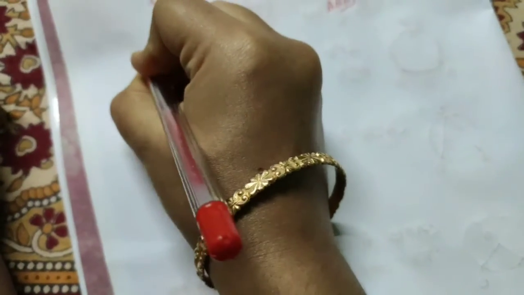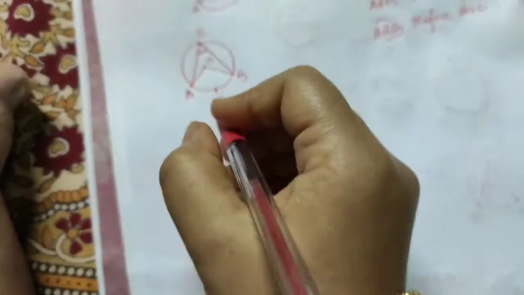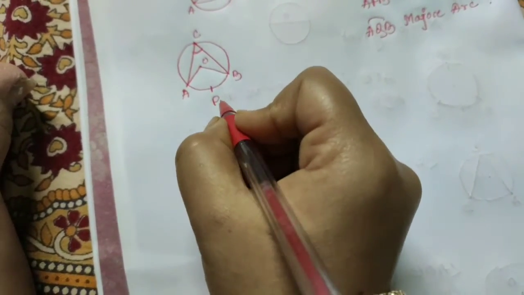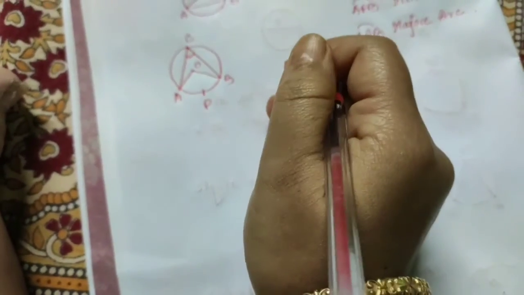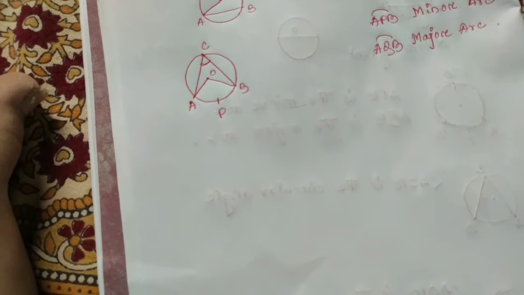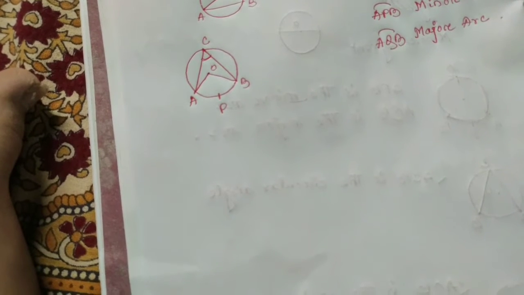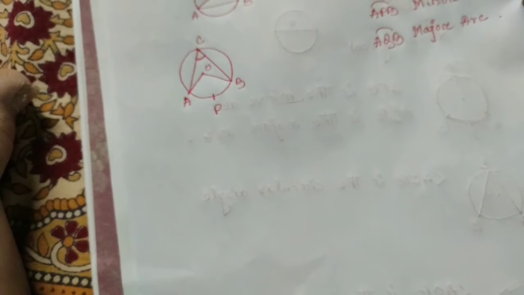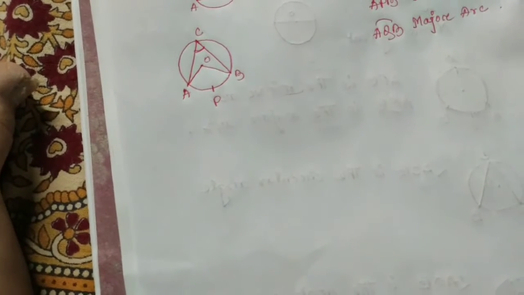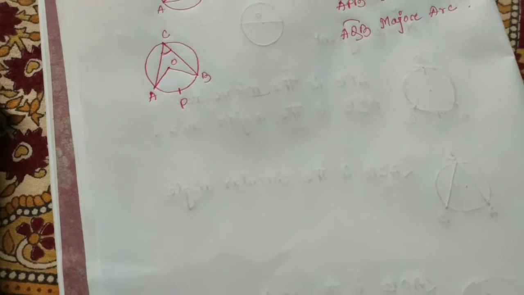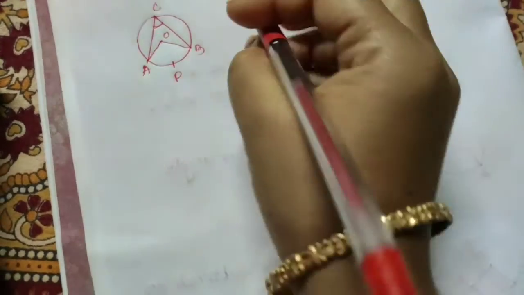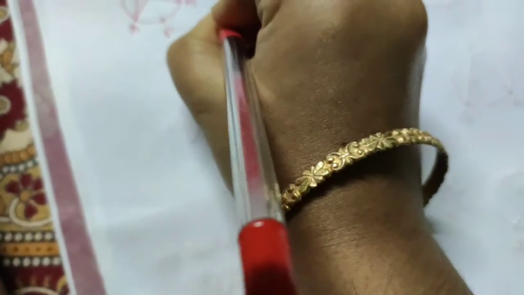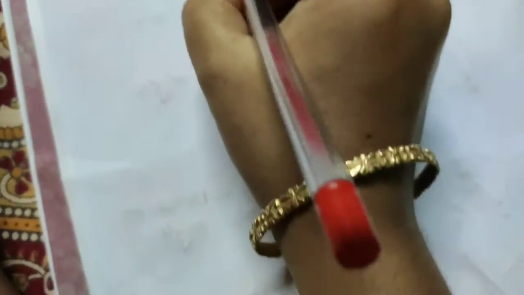Now I am drawing another angle AOB, which is also opposite to the arc APB. This angle is the angle subtended at the center of the circle. Now I am telling a theorem. I will prove the theorem later.